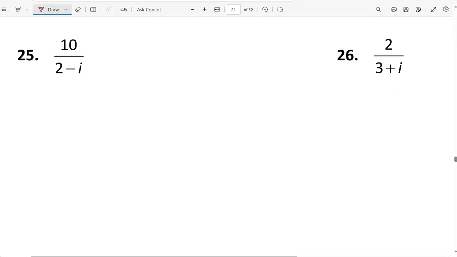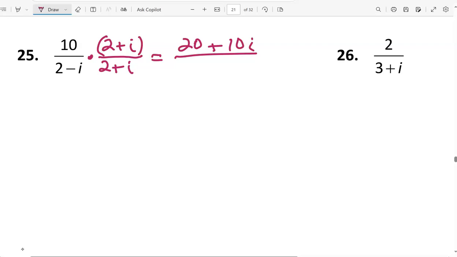In 25, we have a binomial denominator. In this case, our strategy for rationalizing is to multiply by the conjugate of the denominator in the numerator and the denominator. And I'm going to distribute the multiplication in the numerator, 20 plus 10i, and downstairs, 2 minus i times 2 plus i is 4 minus i squared. Remember that when you multiply conjugates together, you just multiply the first and the last products together. The inner and outer products will add to 0.